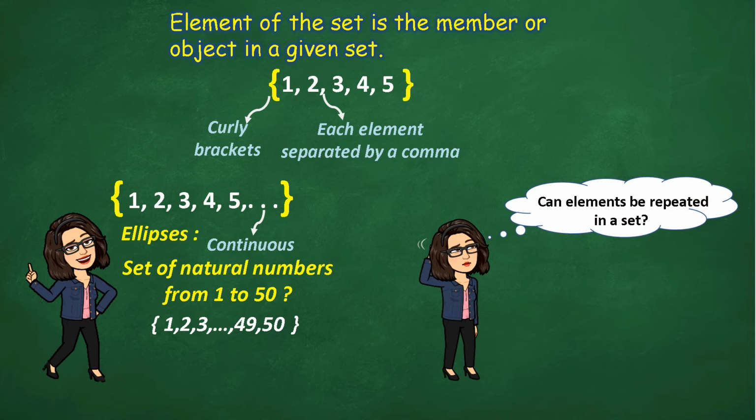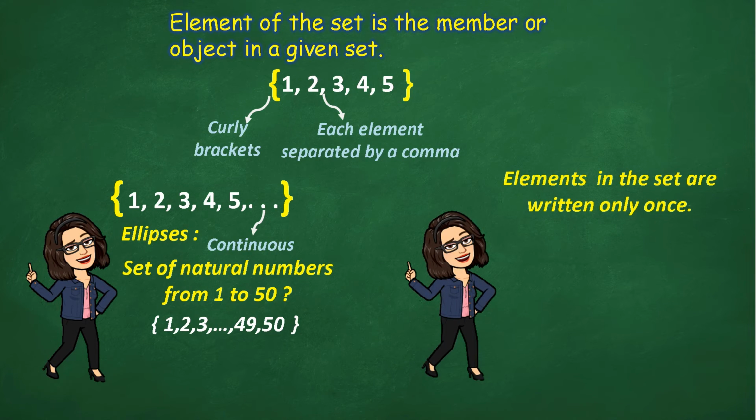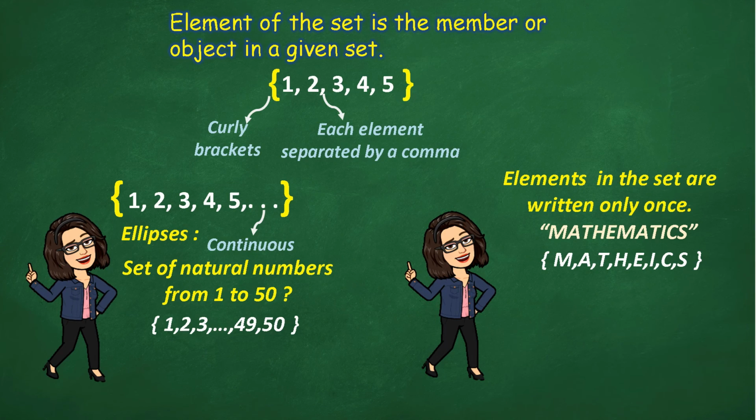Can the elements be repeated in a set? It is no. The elements in the set are written only once. Consider the set of letters in the word mathematics. You write the elements as M, A, T, H, E, I, C, S, writing the letters M, A, T only once, though they appear twice in the word.